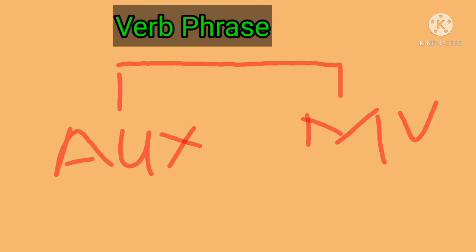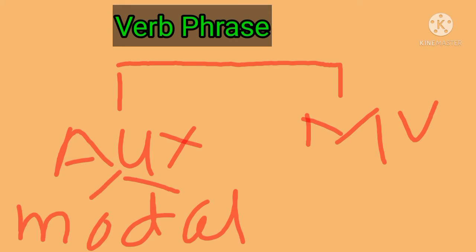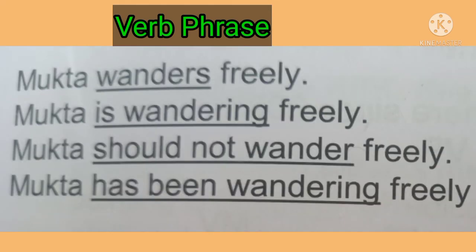The verb phrase is generally formed of a main verb and auxiliary verbs. It may also consist of a modal auxiliary verb or a semi-modal. Look at these examples. Mukta wanders freely. Mukta is wandering freely. Mukta should not wander freely. Mukta has been wandering freely for last 2 years. The underlined words in these sentences are the examples of verb phrases.